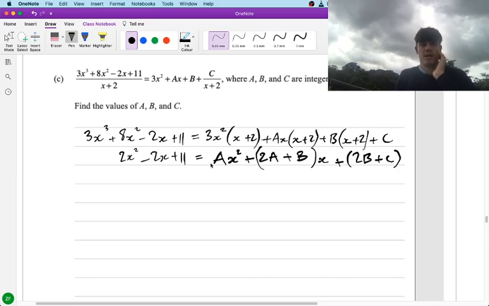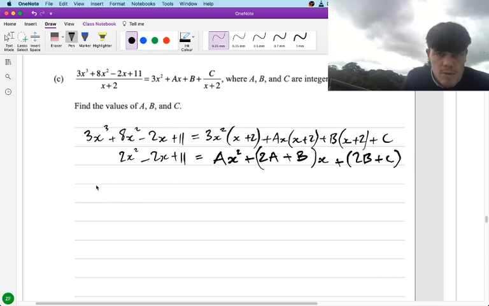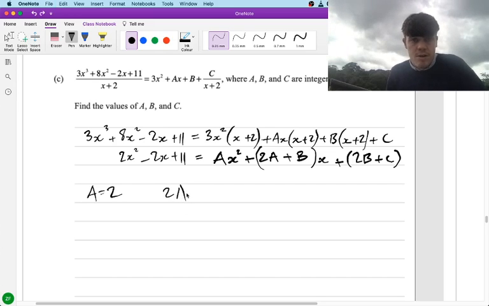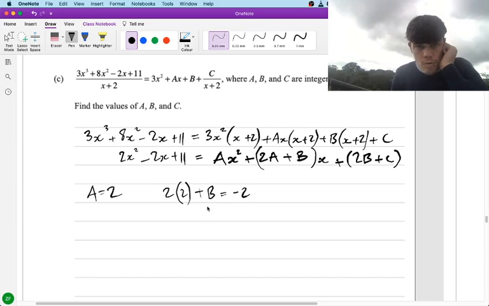And then we get plus 2b plus c. The reason I've put these in brackets is now you can see that I've matched up. So a is matched up to that 2. 2a plus b is matched up to that negative 2. 2b plus c is matched up to that positive 11. So now I've got some simultaneous equations ready to go. So I know that a equals 2, which is a great start. I also know that 2a, actually why am I writing it as a? I already know what a is. I know that 2a, which is 2, plus b equals negative 2. So that's ready to be solved. So b equals negative 6.